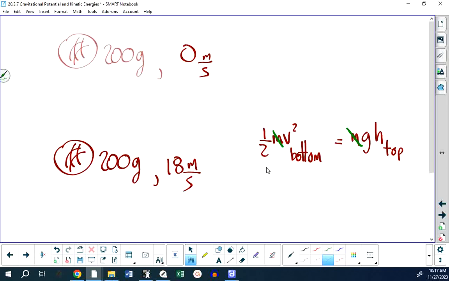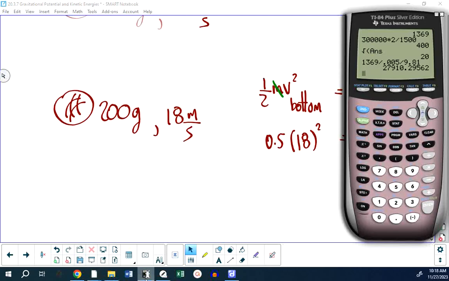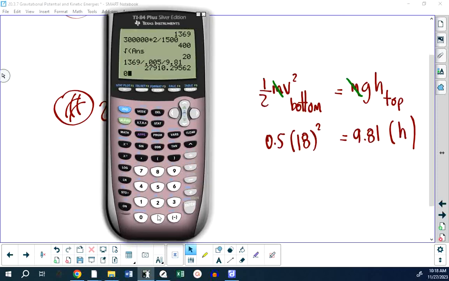So we can put in now 1/2, 0.5 times v squared, which is 18, equals 9.81 times h. So 0.5 times 18 squared. What's that? Seems reasonable, doesn't it?